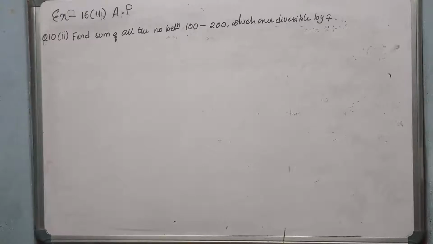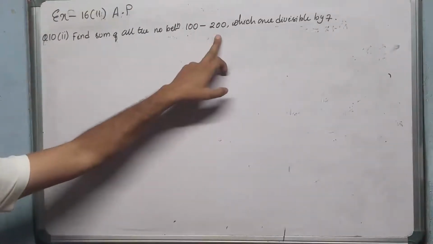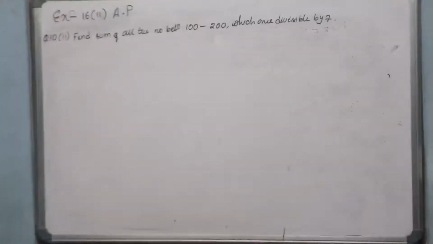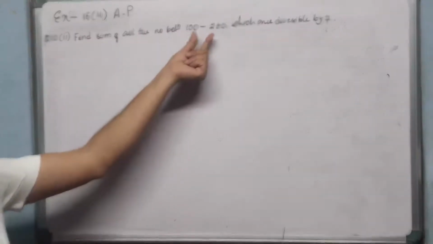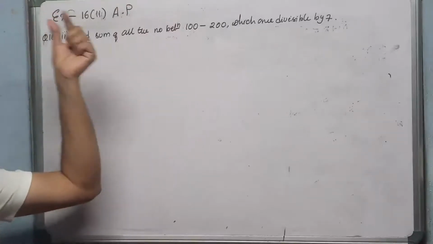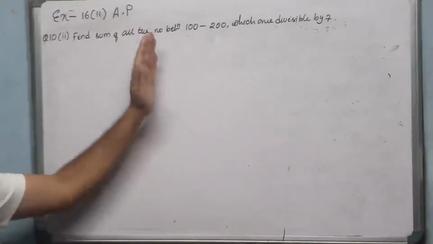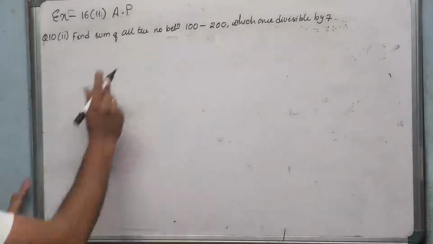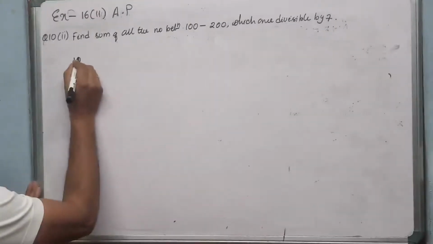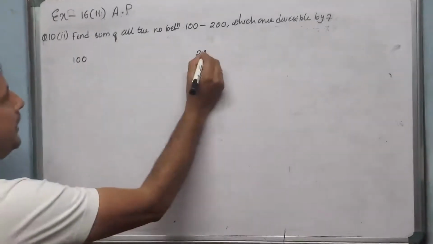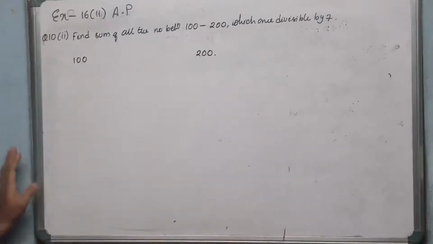One more important question, dear student. Question number 10: find the sum of all the numbers between 100 and 200 which are divisible by 7. You have to calculate the sum of the numbers between 100 and 200 which are divisible by 7. We cannot consider the numbers which are not divisible by 7.